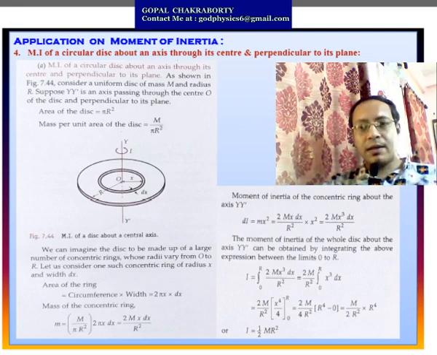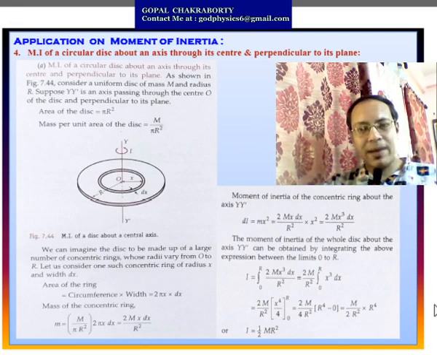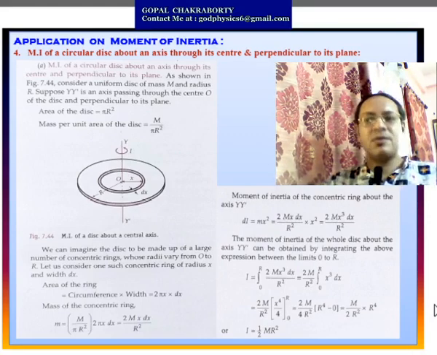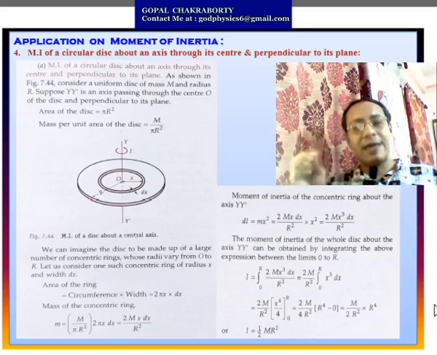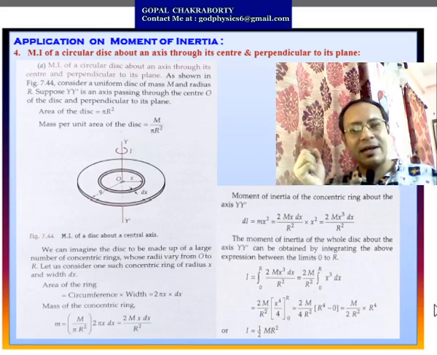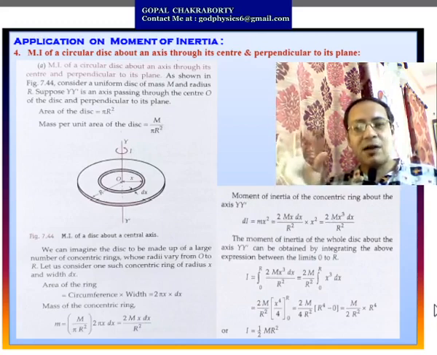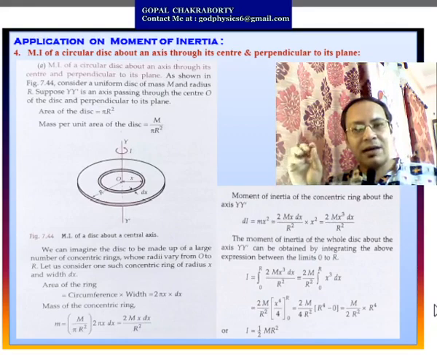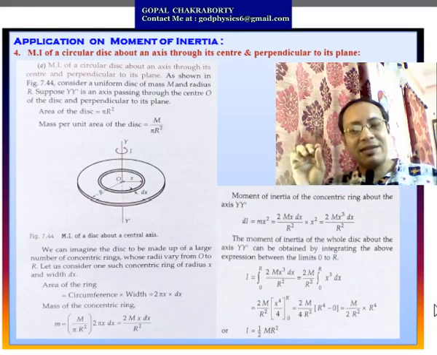Now the next problem. Here I have to find the moment of inertia of a circular disc, that means a plate having very small thickness, about an axis through its center and perpendicular to its plane. The basic procedure is the same as what we did in the case of the ring. Here you may consider the plate to consist of a large number of small rings. First you consider a ring having thickness dx.